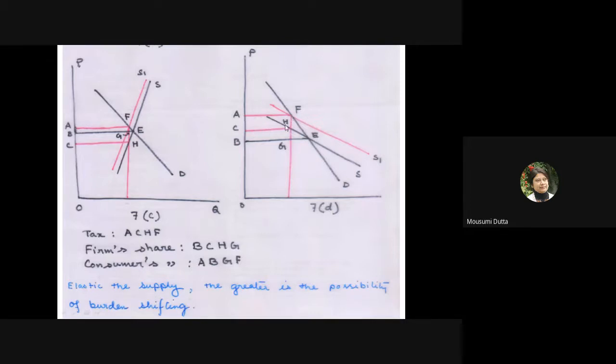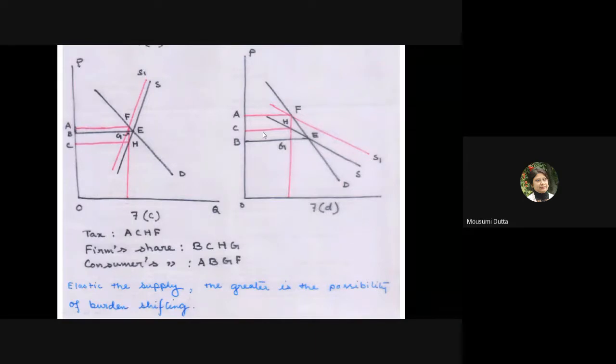The total tax revenue, that is given by ACHF, because this is the rectangle which has been marked with the initial price and the price net of tax. Okay, so this will be the tax revenue. Okay, here also it was marked in that way, the tax ridden price and the price net of tax. If I consider the rectangle bounded by these two prices, we are getting the tax revenue. So here also, this is the tax ridden price and CH is the price net of tax. So this rectangle will indicate the total tax revenue.